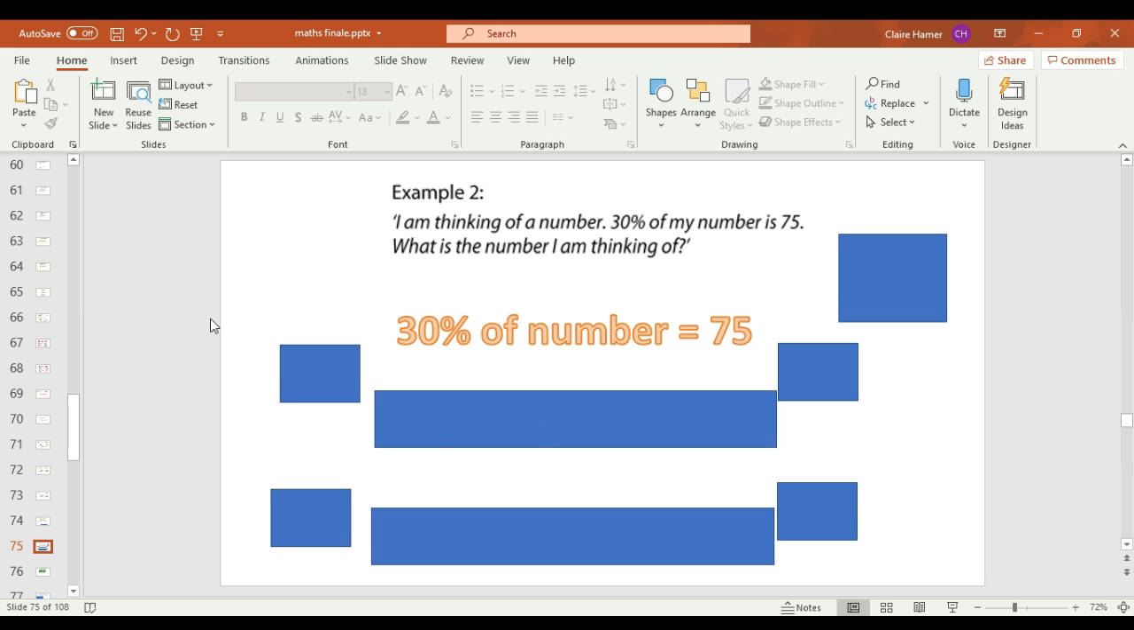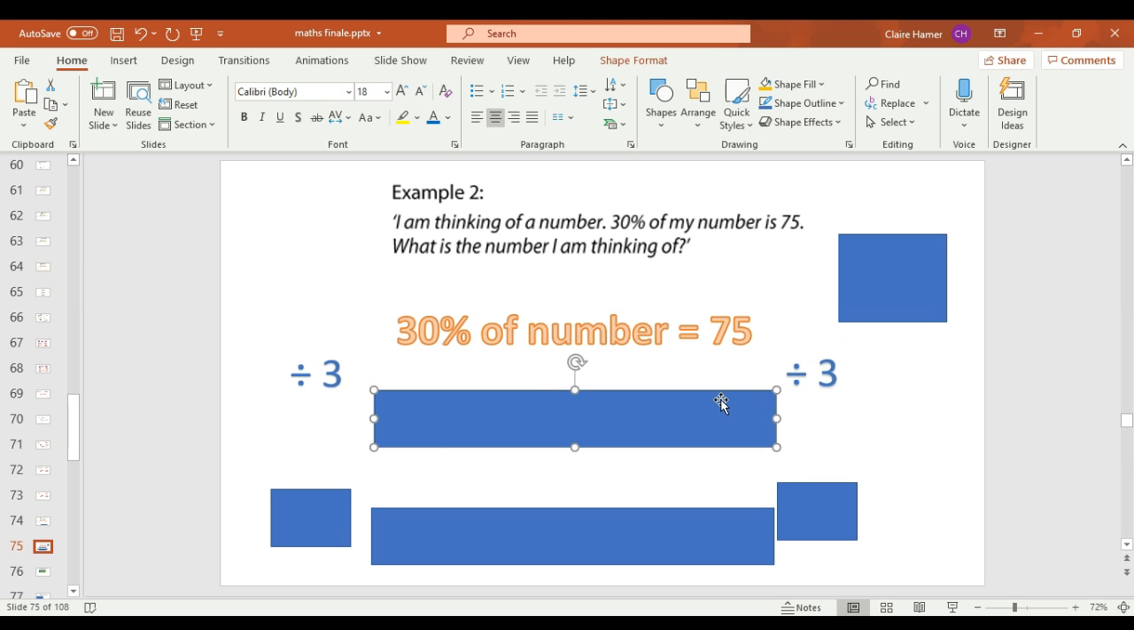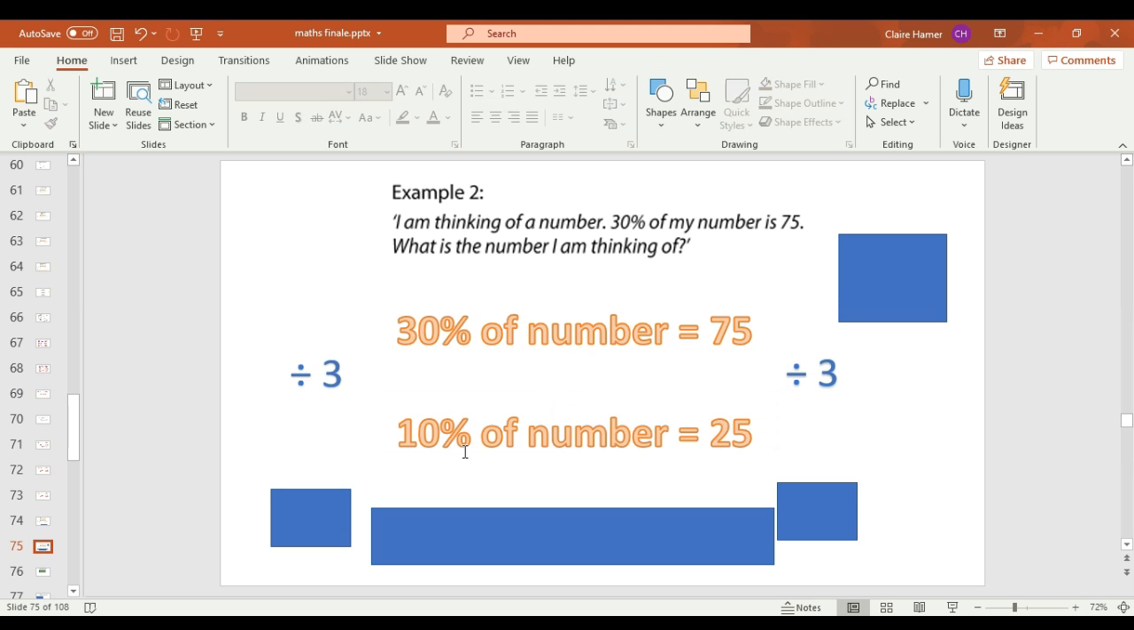So I decided to first of all divide by 3. So what percentage was I going for first? So I chose to get to 10% first. So I divided both sides by 3. So I know that 10% of the number is 25. Then, what do you think I multiplied by?